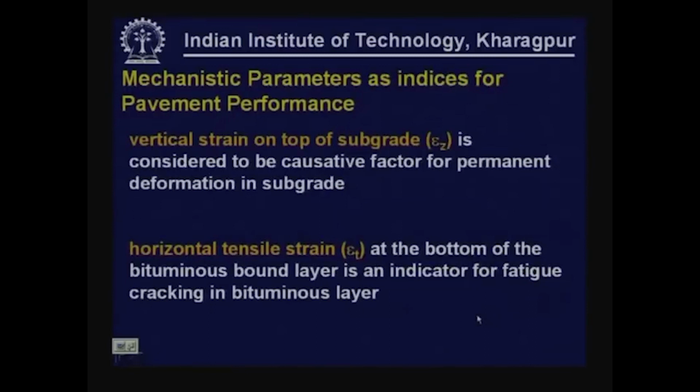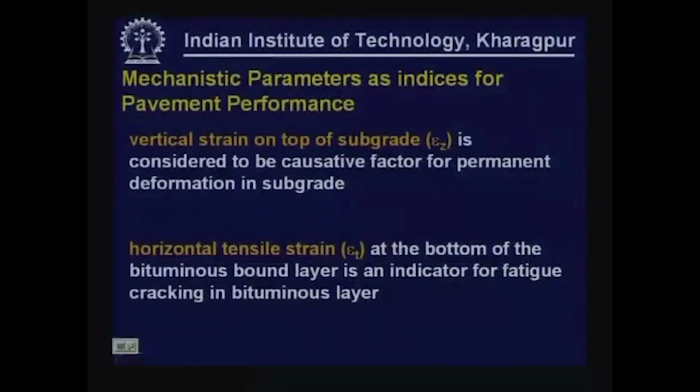As we just indicated, these are the two main parameters that are considered to explain the performance of pavements. Vertical strain on top of subgrade epsilon z is considered to be the causative factor for permanent deformation in subgrade. If these vertical strains are excessive, one can expect excessive permanent deformation leading to the rutting which can be seen at the surface. Similarly, if there are excessive horizontal tensile strains at the bottom of the bituminous bound layer, this is an indicator for fatigue cracking in bituminous layers.